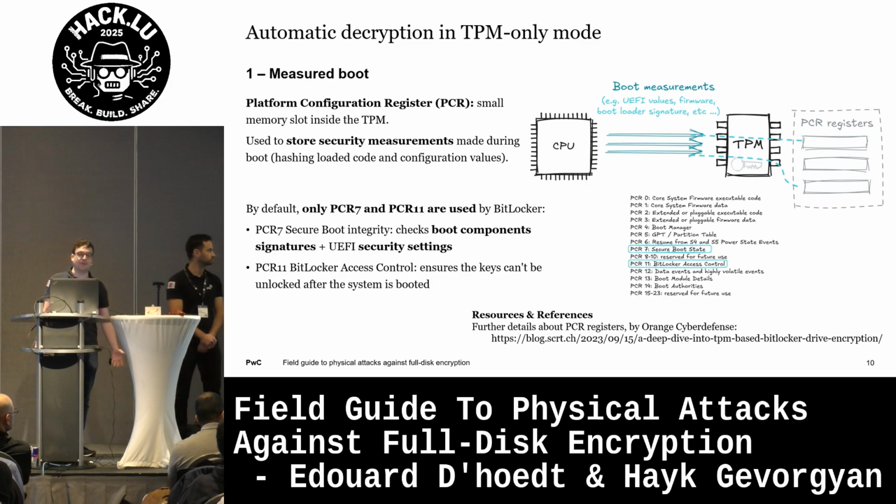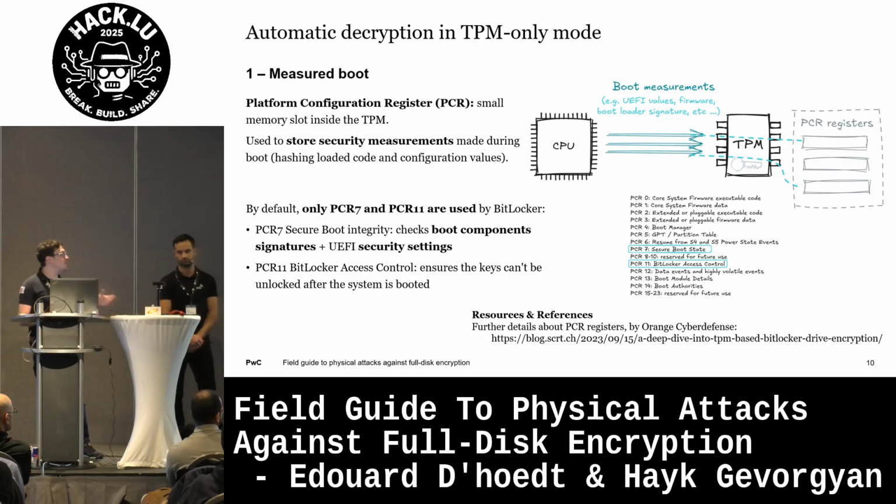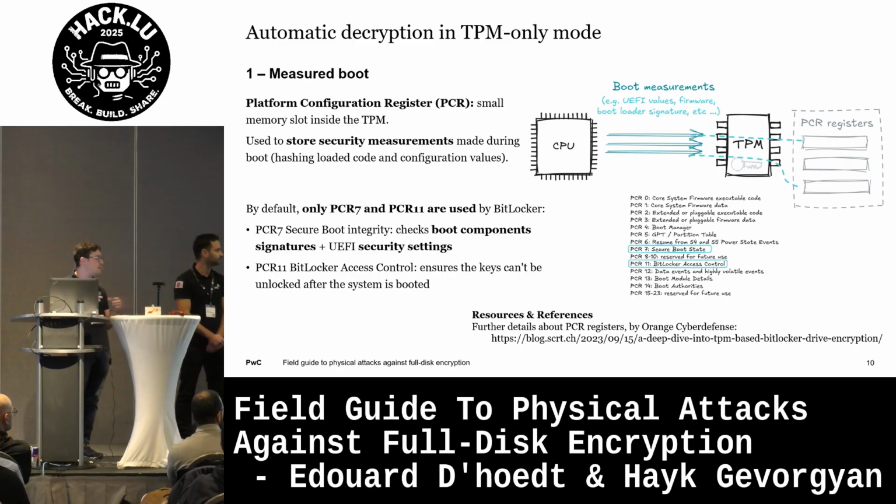How does decryption work? When you boot your computer, there are a few measurements that will be made during the boot process, and those measurements will be sent to the TPM and stored in what we call PCR registers. A PCR register is just a small memory block inside the TPM to store those measurements. By default, BitLocker uses only PCR 7 and 11, which are basically checking that all boot components are signed. That's for secure boot with PCR 7. That same PCR checks that all UEFI security settings have not been changed.